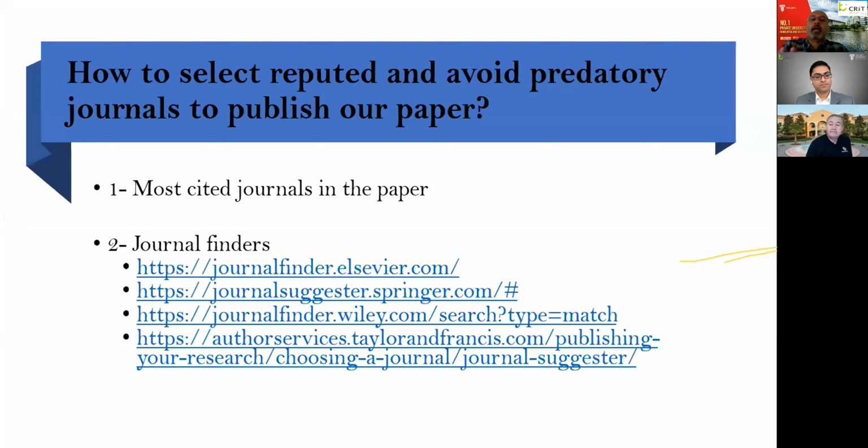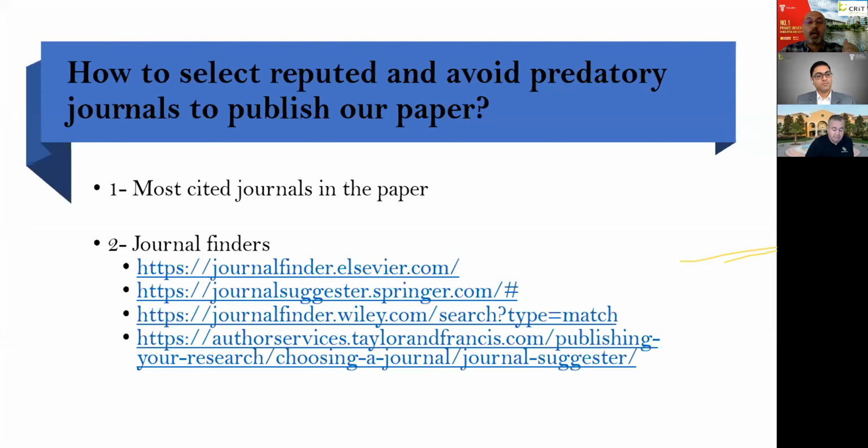Also, there are some journal finders. Actually, I planned to show you some of these journal finders, but I think we don't have time. For some publishers, for example, for Elsevier, you can find a journal finder. So if you go to the journal finder for Elsevier, you can copy and paste your title and abstract. And based on title and abstract, Elsevier can suggest some journals.